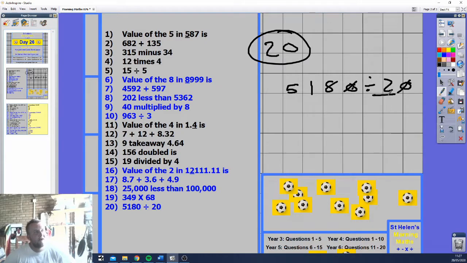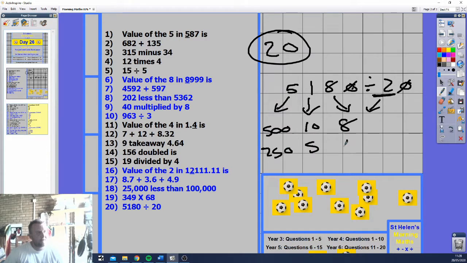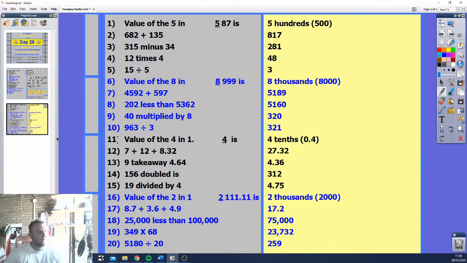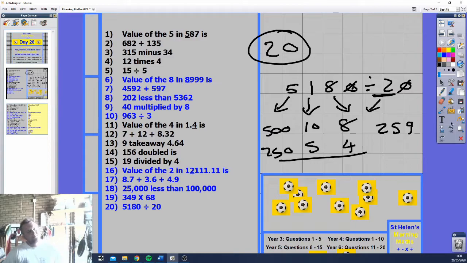Then all you need to do is divide by 2. Now let's go back to earlier. I spoke about halving. When you're halving 3-digit numbers, you don't need to use the bus stop method. All you need to do is split these place values up. That's 500. That's 10. That's 8. Halve them all. 250 is half of 500. 5 is half of 10. 4 is half of 8. And then add them all together. 5 plus 4 is 9. The answer, 259. Boom, got the right answer.